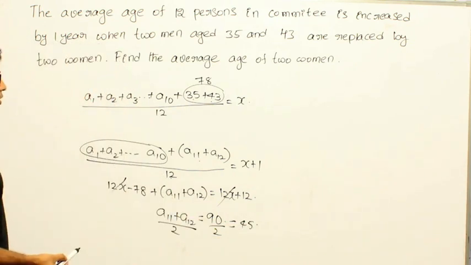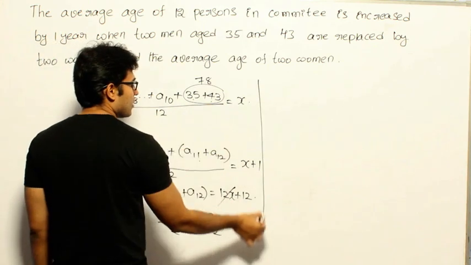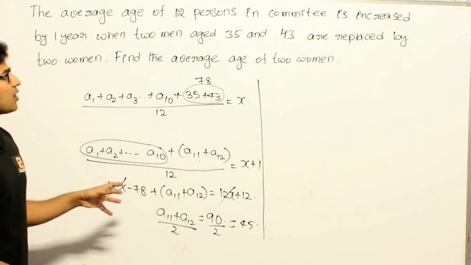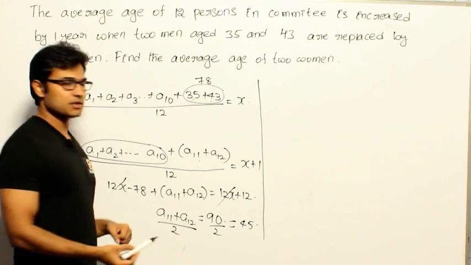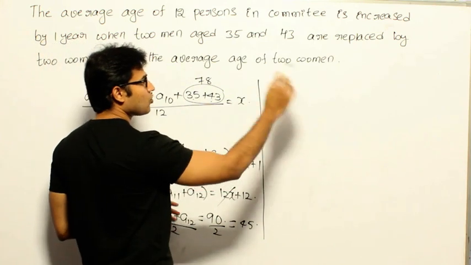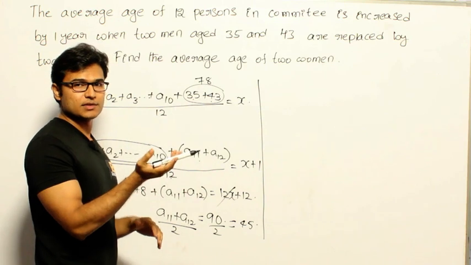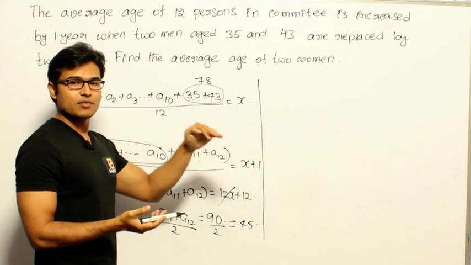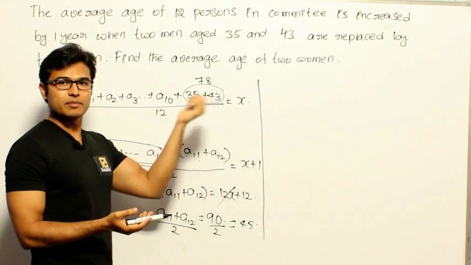Got it? Okay, the other way of solving it is, see, the entire average of 12 people has been incremented by 1. So what does it mean? The entire average being incremented by 1 means the total age has been incremented by 12 years. Then only the entire average is going to increment by 1.